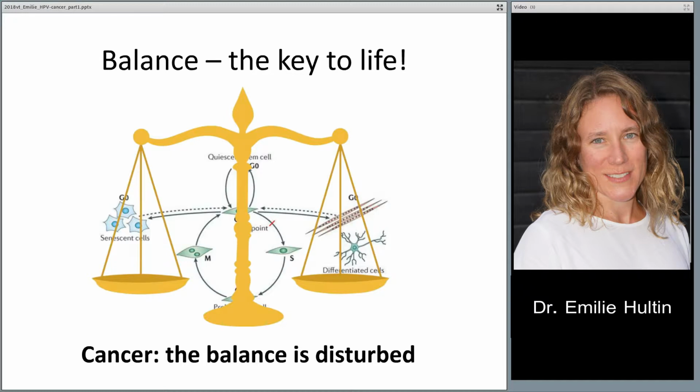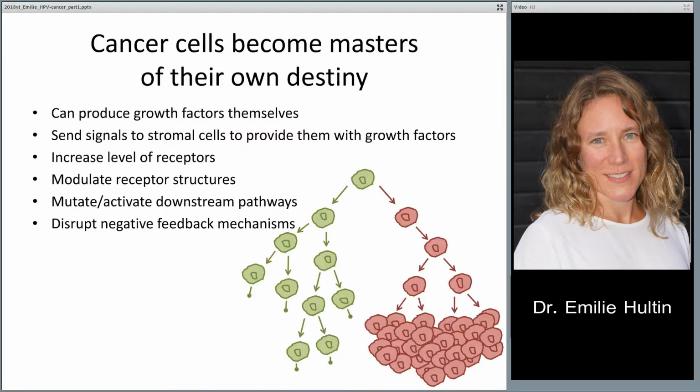So the balance between the proto-oncogenes and tumor suppressor genes, that is the key to life. That is what controls the cell cycle. And when cells turn into cancer cells, this balance between proto-oncogenes and tumor suppressor genes is altered.